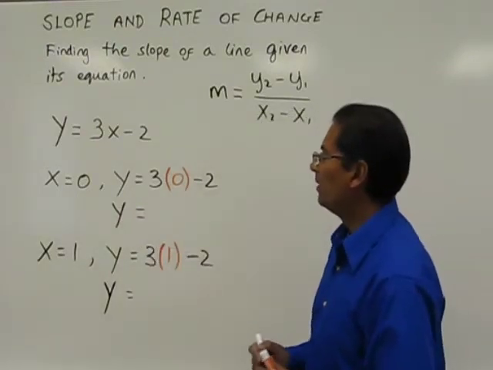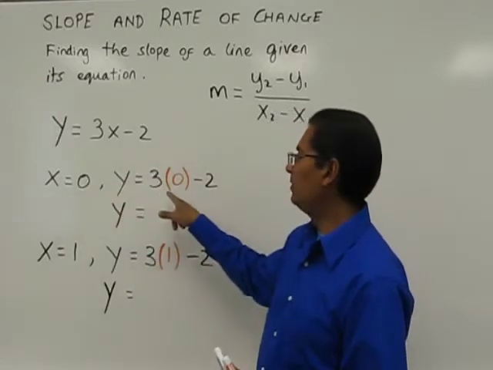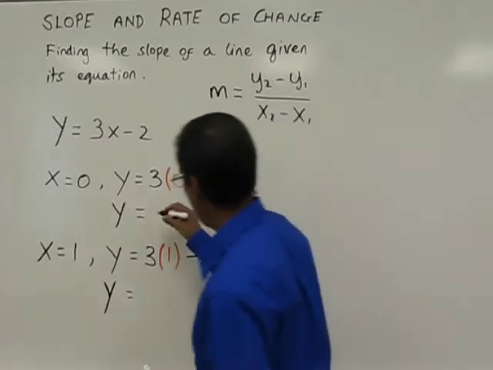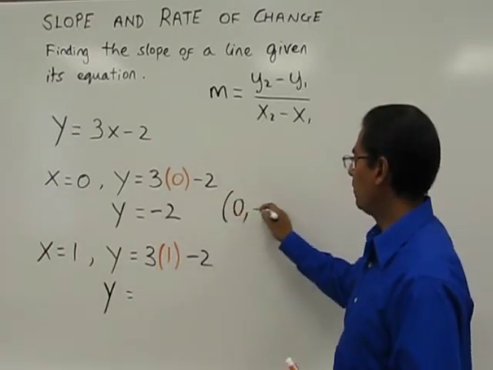For example, if x is 0, we plug 0 in, we get y is going to be 3 times 0 minus 2. That's going to be 0 minus 2, so y is going to be negative 2 if x is 0. So that gives me the point (0, -2).